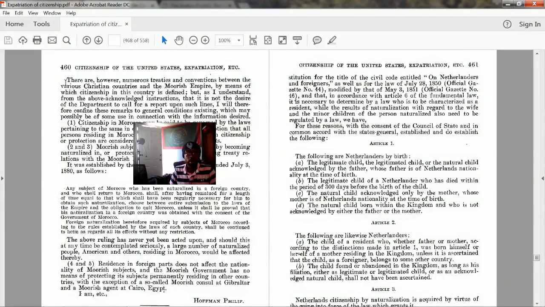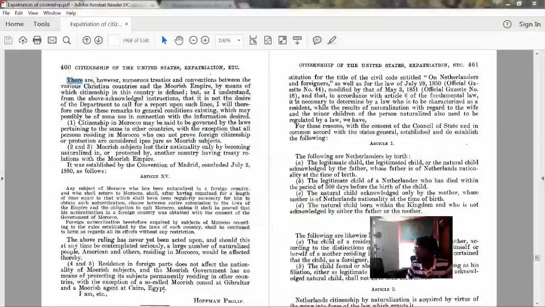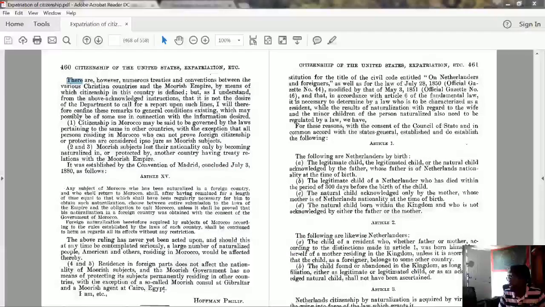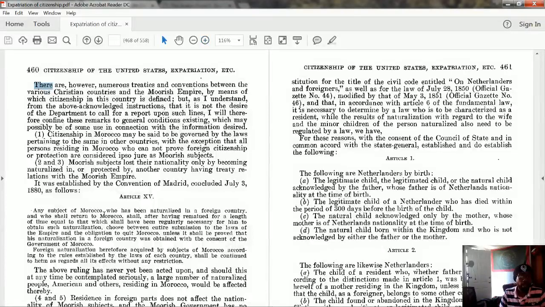There are, however, numerous treaties and conventions between the various Christian countries and the Moorish Empire, by means of which citizenship in this country is defined. So the citizenship of Moors is defined within the treaty.